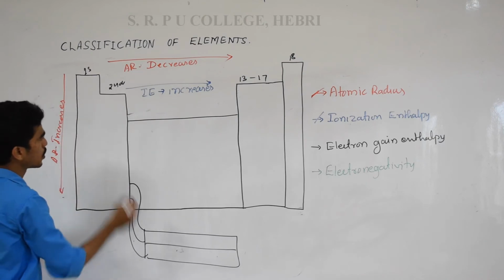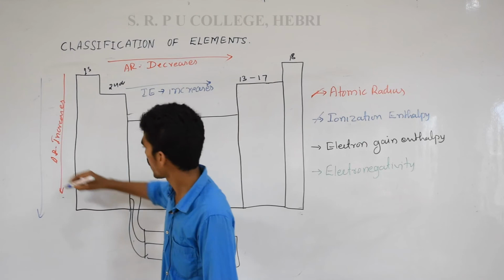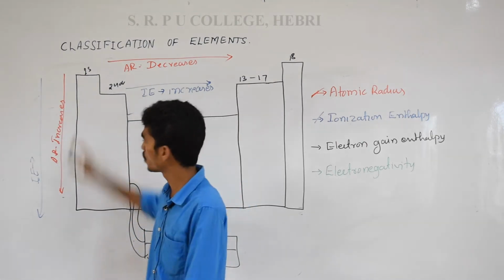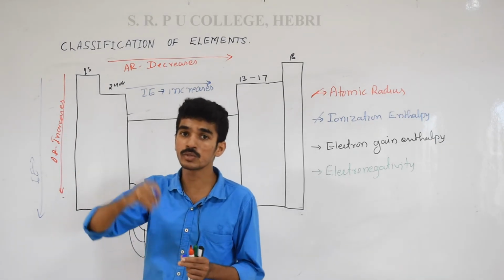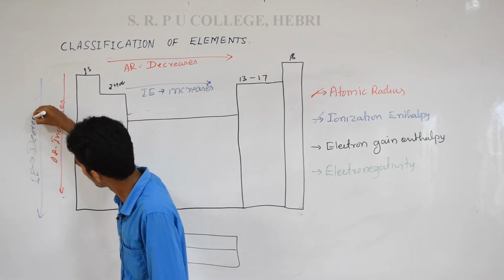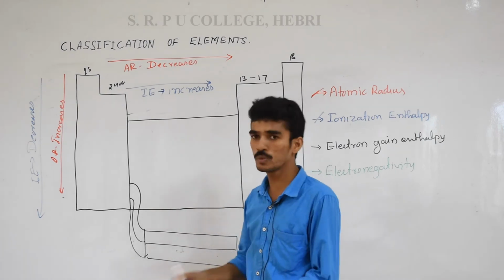What about down the group? Down the group, size increases, effective nuclear charge decreases, so it is easy to remove the electron. That means ionization enthalpy decreases. So down the group, it decreases.